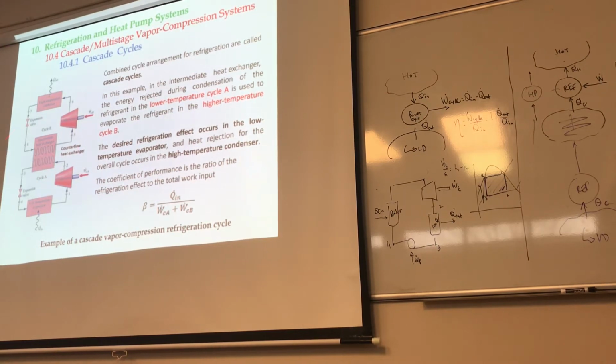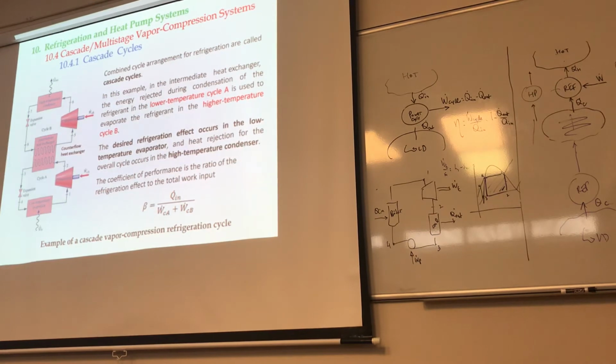Now, when you look at this, if I look at this system as a whole, the desired refrigeration effect, where is it occurring? It's obviously occurring right there, right? The Q in here. And heat rejection overall is happening where? In the high temperature condenser, right? Because this is just a heat exchanger, it becomes like an internal component. Whatever is lost by one is gained by the other. So there is no net effect, if you will.